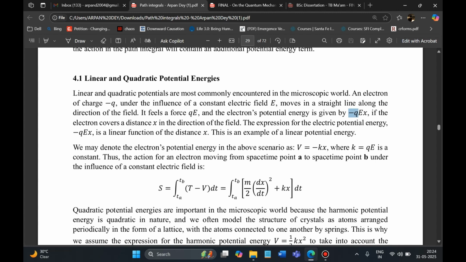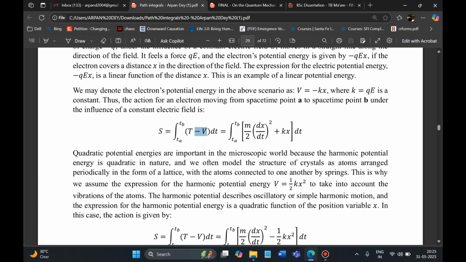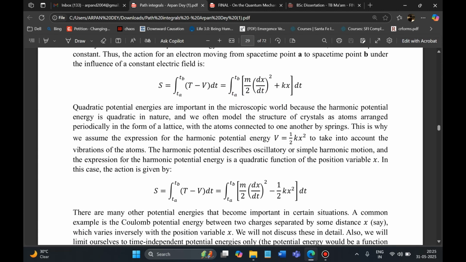So q is a constant electronic charge and E is the electric field strength, which is also constant. We are not talking about a time varying electric field, so it's a constant. That means this expression, negative qEx, you can write as negative Kx, where K is the constant qE, and this is an example of a linear potential, a linear function of x. And in this case, in place of minus V, we can write minus of minus Kx, that is plus Kx. So this will be our action.